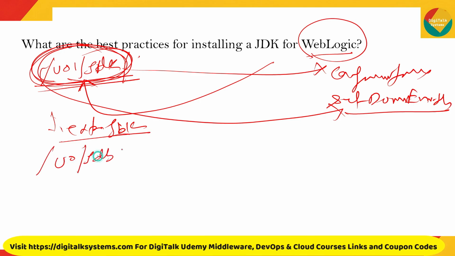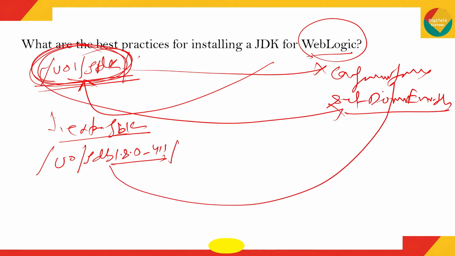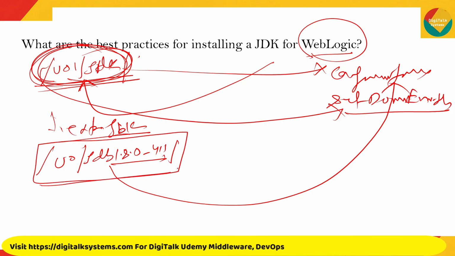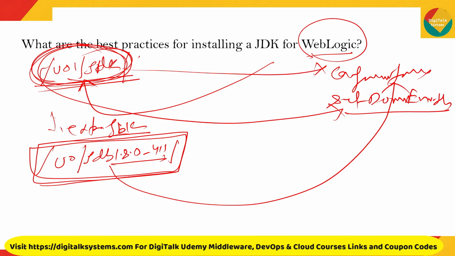For example, JDK 1.8.0_411, something like that, right? And many times you will see that the same location is referred to in your configuration file. So when you configure your WebLogic with this direct location, this may create a problem during the upgrade. What would be the problem?